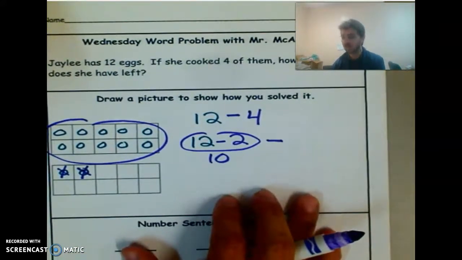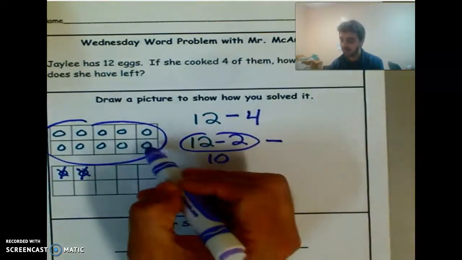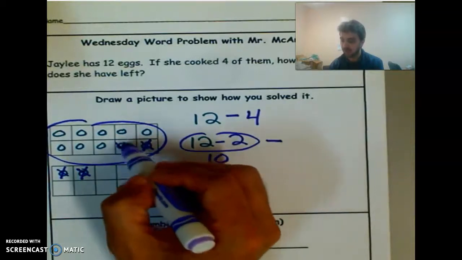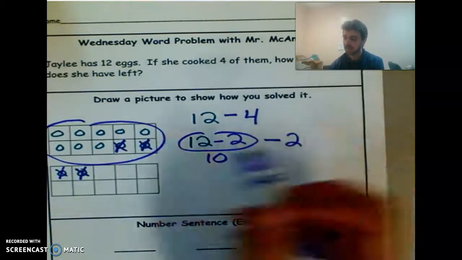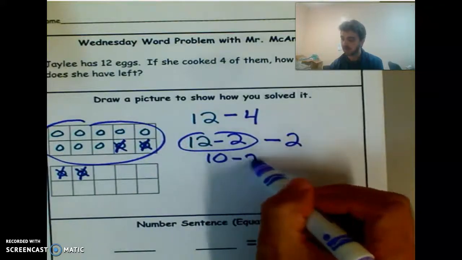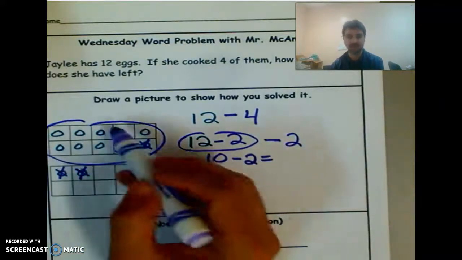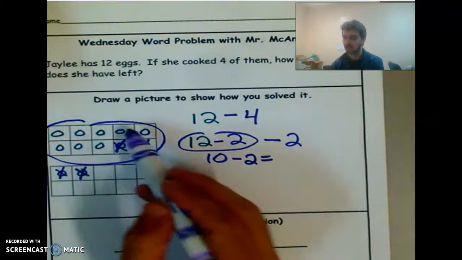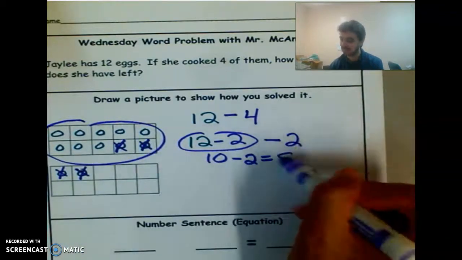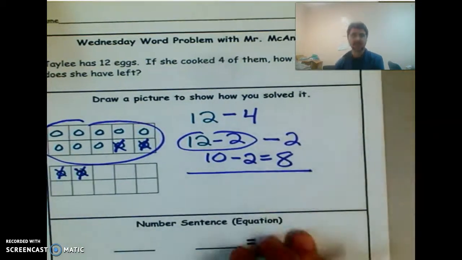We still have to take away 2 more. So let's take away 2 more. Okay, so we took away 2. So we had 10, and we took away 2 more, and that gives us, how many are left? Let's see, 1, 2, 3, 4, 5, 6, 7, 8. Okay, so our answer is 8.